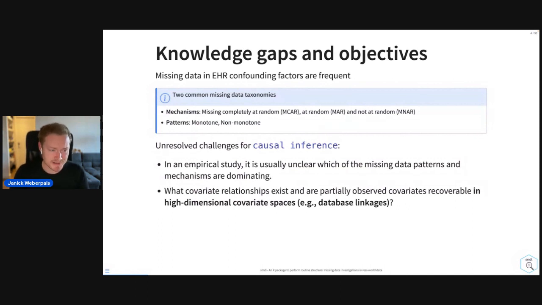And as I already mentioned, there are some unresolved challenges for causal inference. For example, in an empirical real-world evidence study, it's usually unclear which of these missing data patterns and mechanisms are dominating, and especially how this relates to bias when we look at high-dimensional covariate spaces such as database linkages.